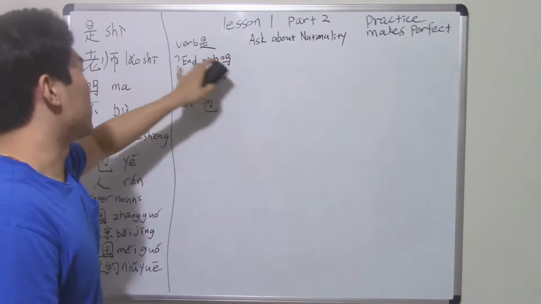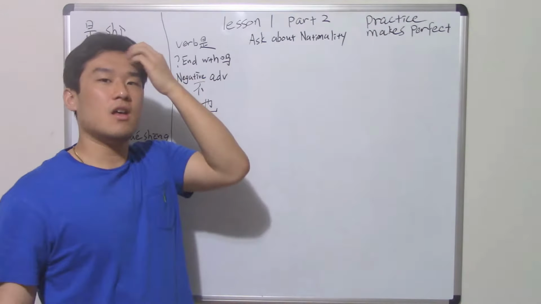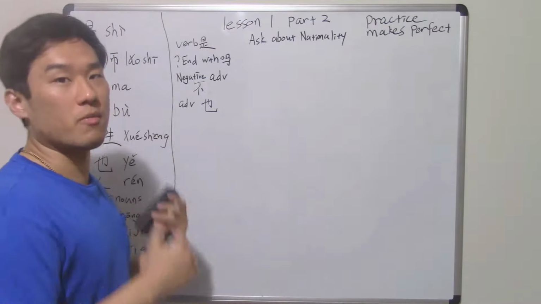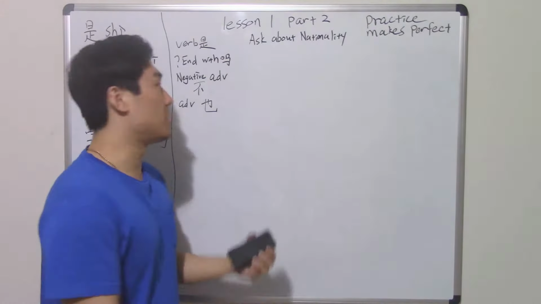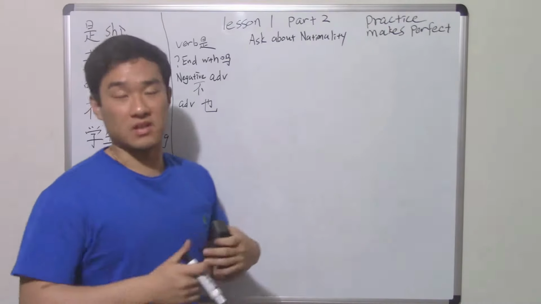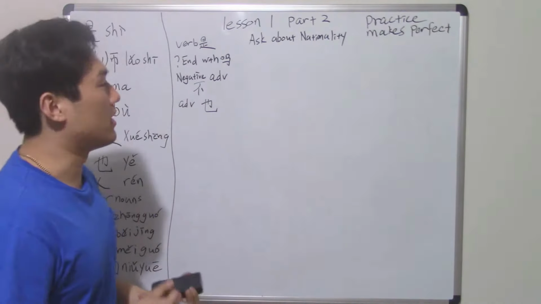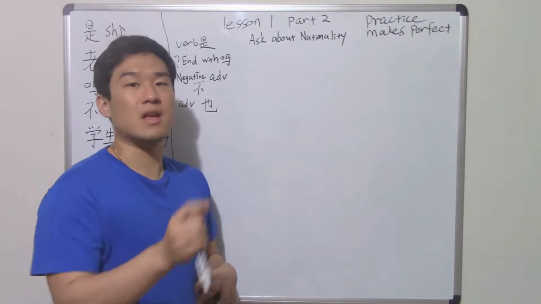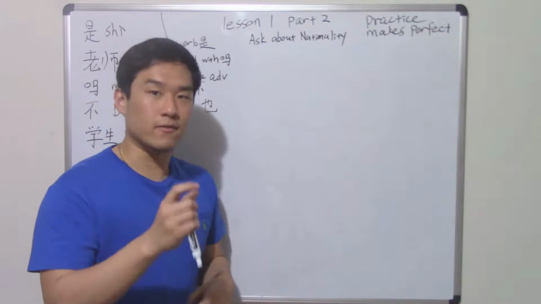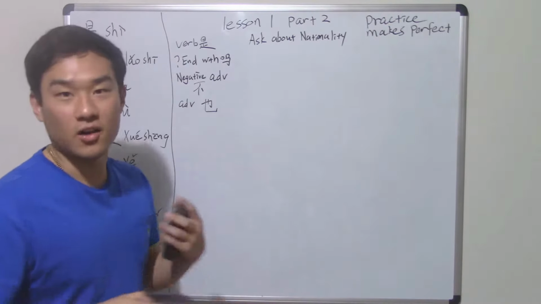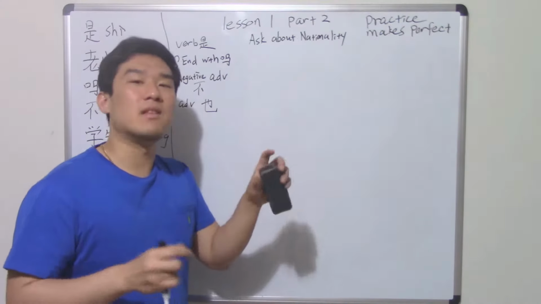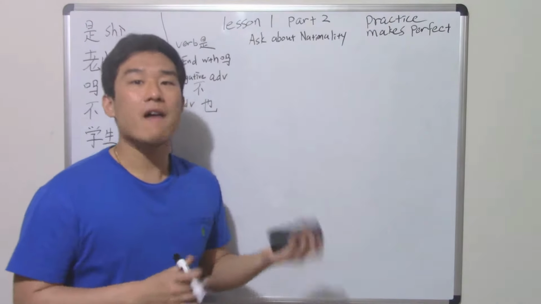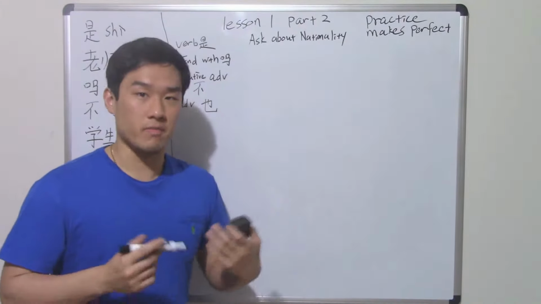Let's get to the next one here, ending with 吗. Last lesson we talked about 呢. If you don't know what 呢 is, make sure you go back and spend some time to understand it. But 吗 here is basically a question particle. Whenever you use 吗, you simply put 吗 after a declarative sentence, a statement that's already been declared. Simply put a 吗 after the sentence, then you will make a question.